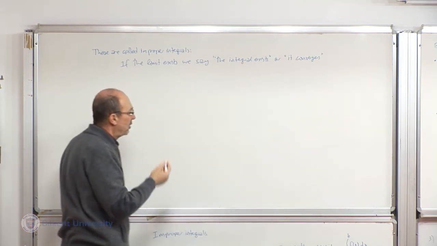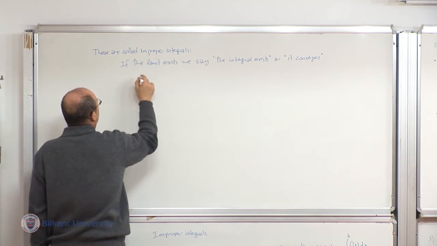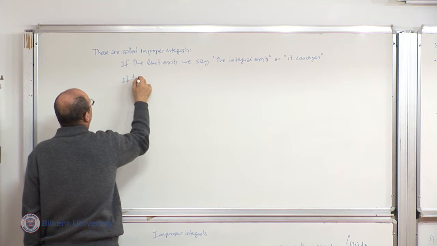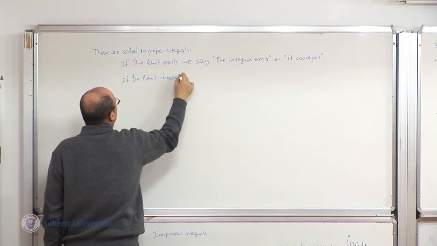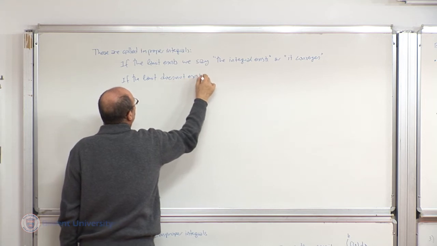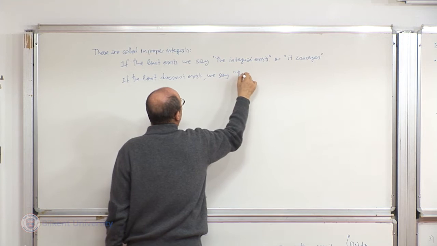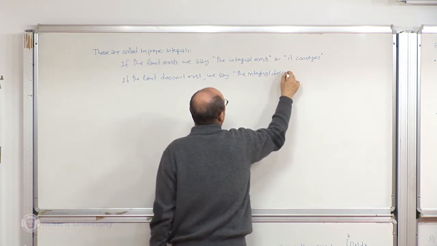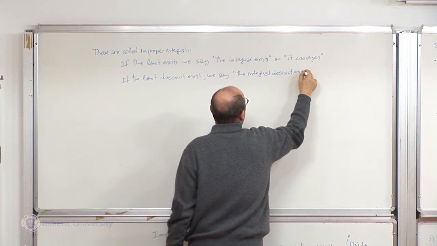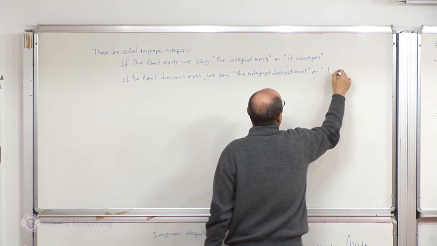So next semester you'll use these terminologies for infinite sums. If the limit does not exist, we say the improper integral does not exist, or we say it diverges.